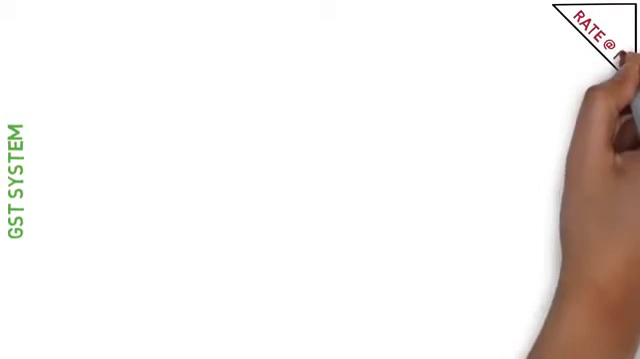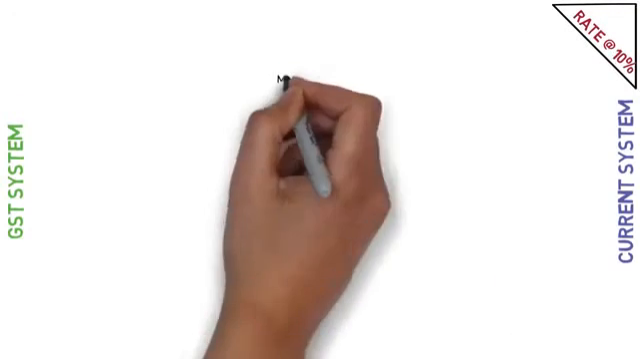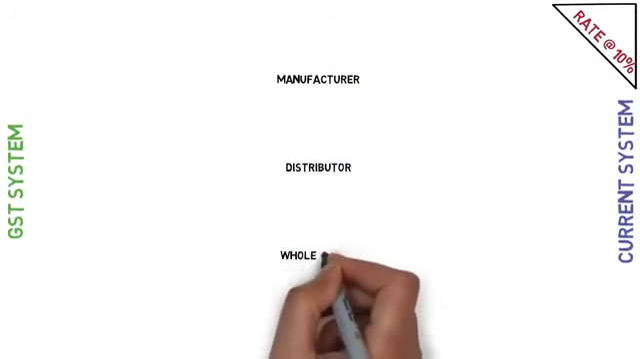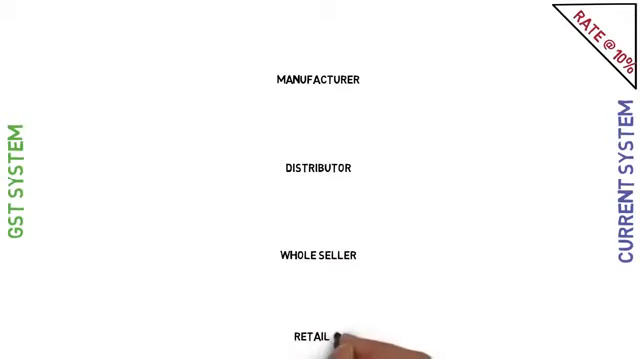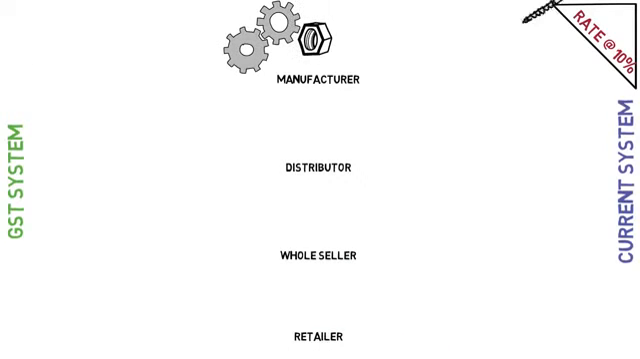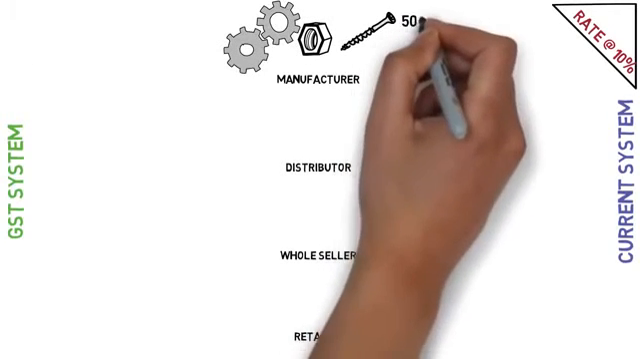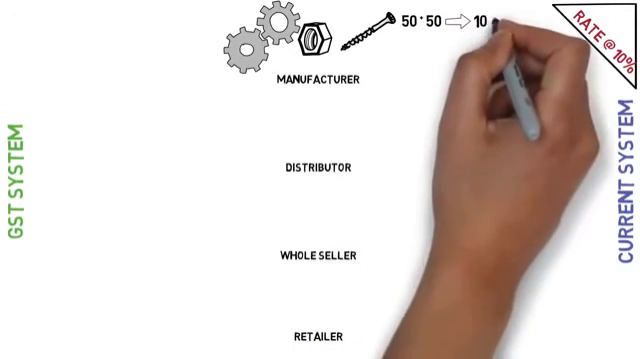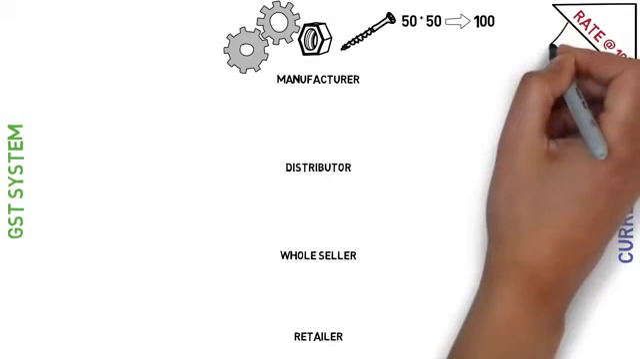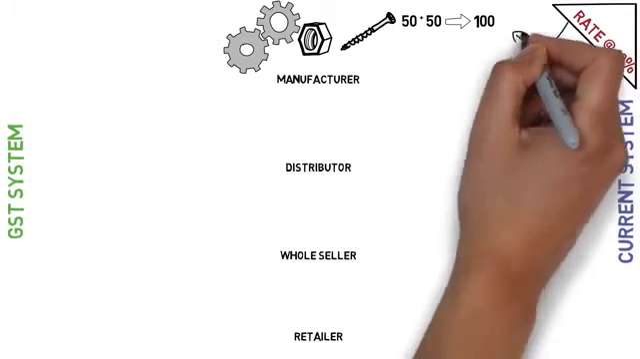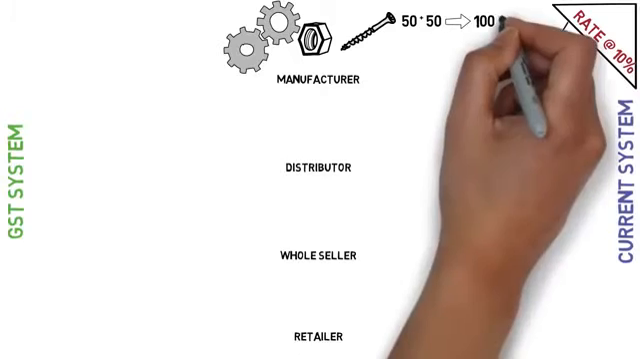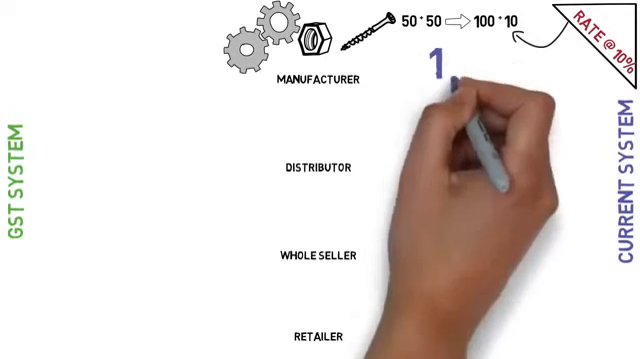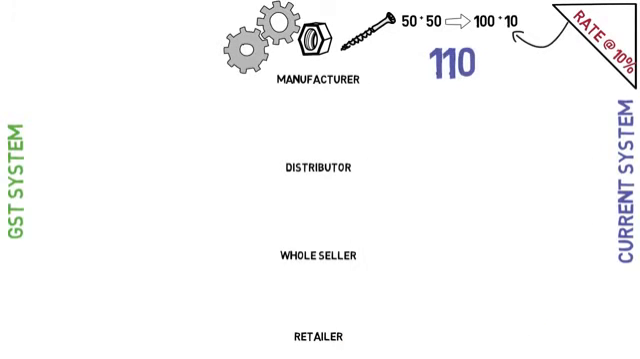Consider a simplified tax rate of 10% at each level. There are generally 4 levels: manufacturer, distributor, wholesaler and retailer. The manufacturer buys raw material, let's say of rupees 50, and manufactures the product, which adds 50 rupees value to it. So the product becomes 100 rupees. And for selling this product, he needs to pay 10% tax, which is 10 rupees. So the cost of the product for the distributor is 110 rupees.